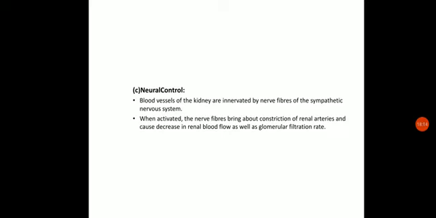So the kidneys have a whole network of these nerve fibers originating from the sympathetic nervous system. When these get activated, the nerve fibers bring about constriction of the renal arteries and cause a decrease in the renal blood pressure as well as the glomerular filtration rate. So they cause constriction of the arteries, and hence the filtration rate and the blood pressure get decreased. So that was about glomerular filtration and glomerular filtration rate.